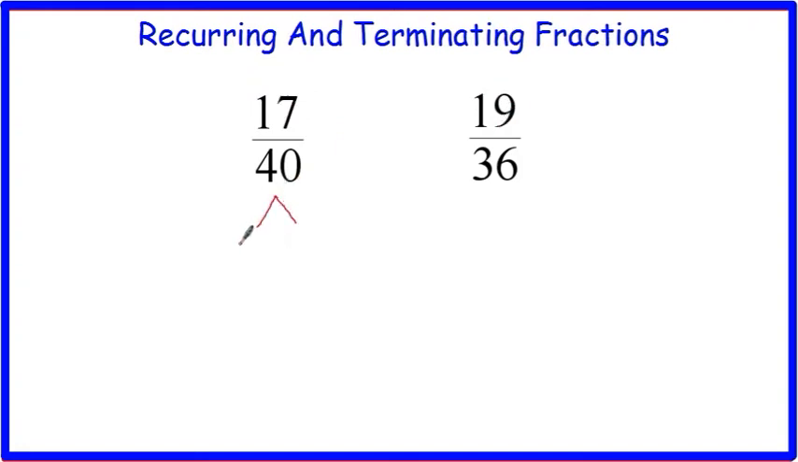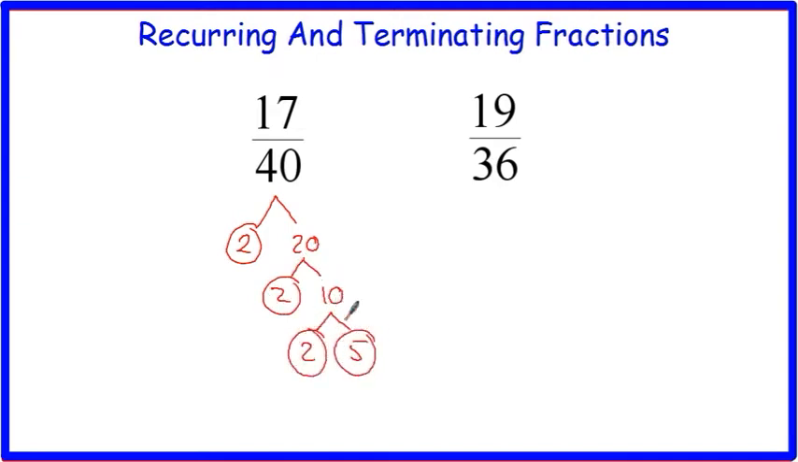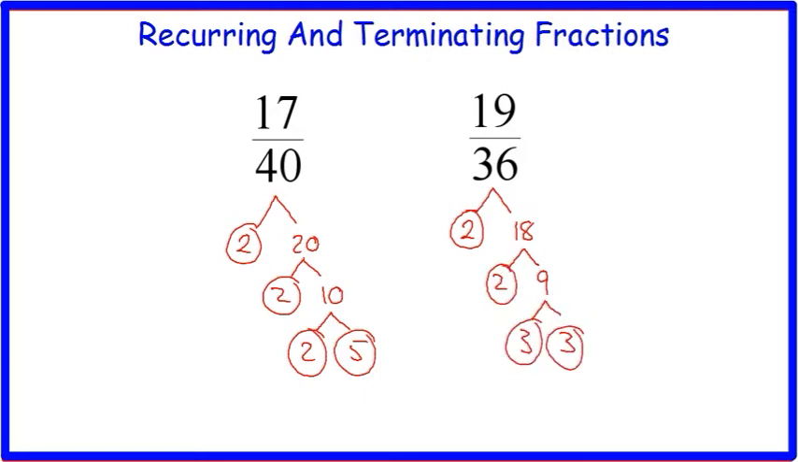Then get the prime factors of the denominator. So 2 and 20, that's prime. 2 and 10, 2 is prime. 2 and 5, and that's prime. The factors of this are 2 and 18, 2 and 9, 3 and 3.